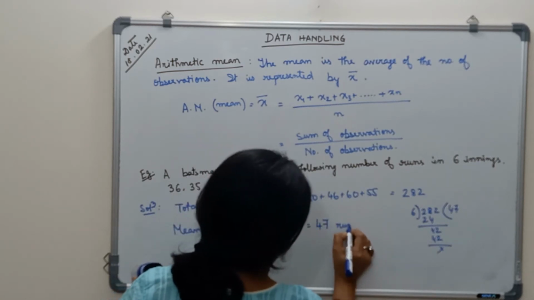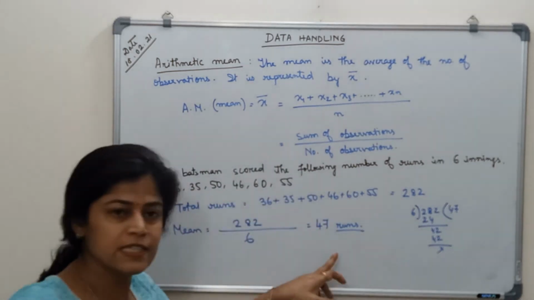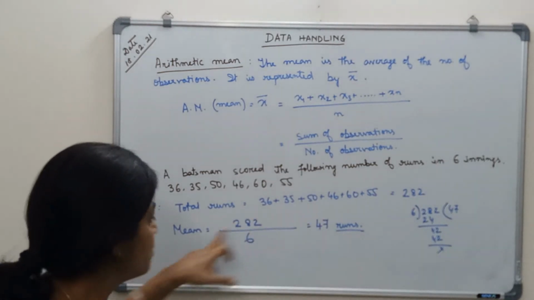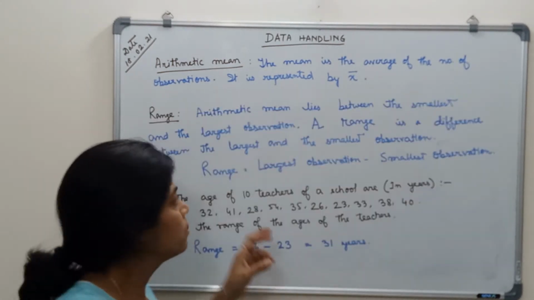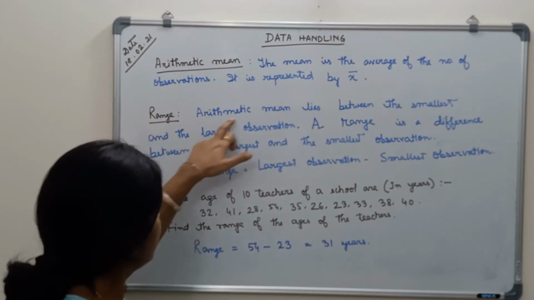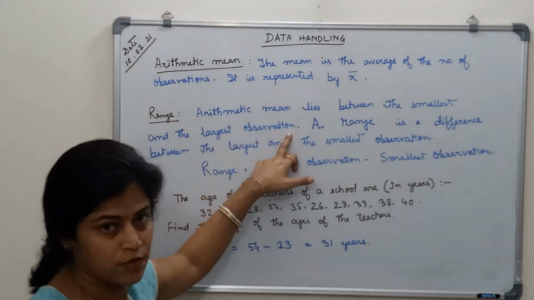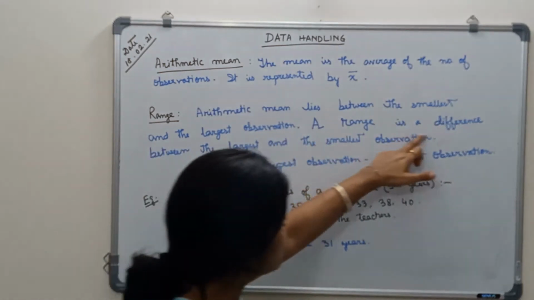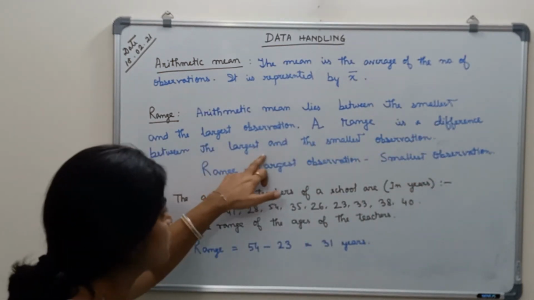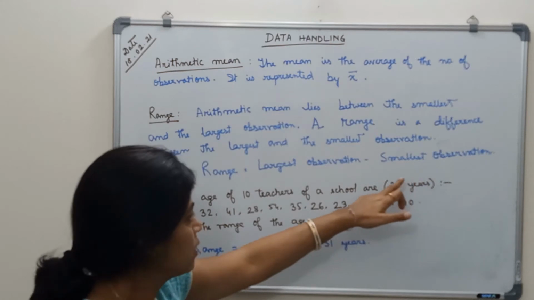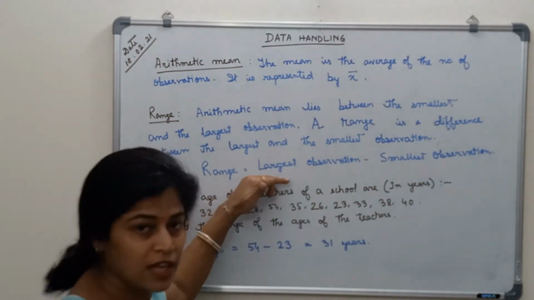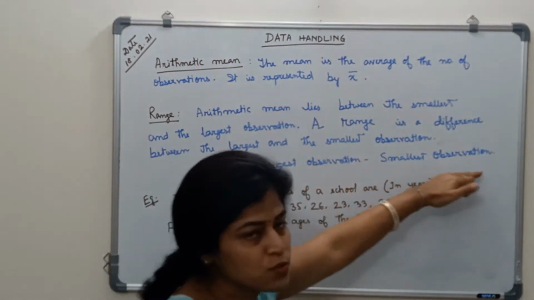47 runs. So this is his average runs. So this is called mean. Now what is range? The arithmetic mean lies between the smallest and the largest observation. So a range is the difference between the largest and the smallest observation. Range means the largest observation minus the smallest observation.